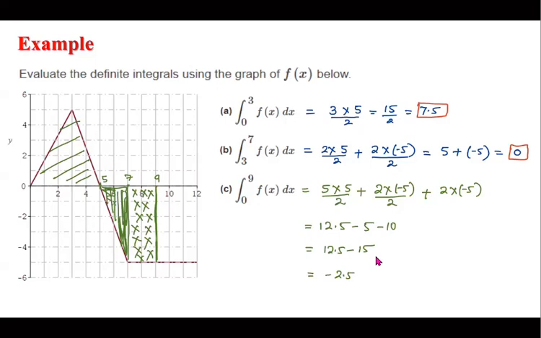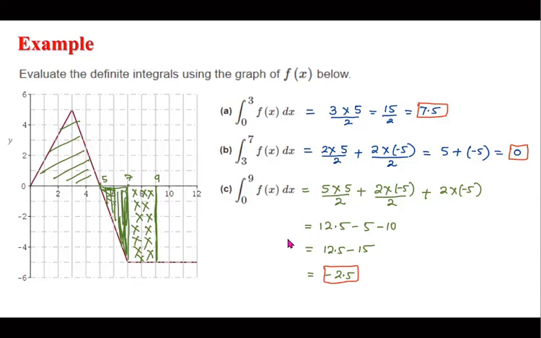So that is the value of the definite integral from 0 up to 9 of the given function whose graph is here. So always remember, if you are using a graph to find the definite integral, all you need to do is calculate the areas and add them together. But remember, if the area is above the x-axis, the area will be positive. If it is below the x-axis, the area will be negative. You must consider the sign of the area while calculating the definite integral.